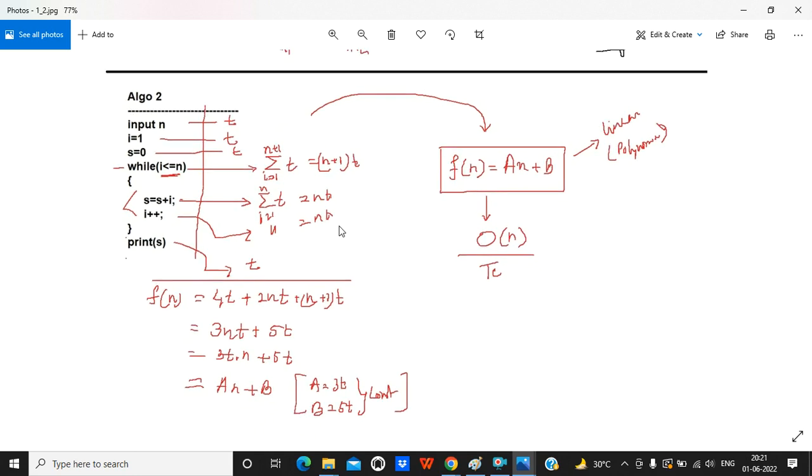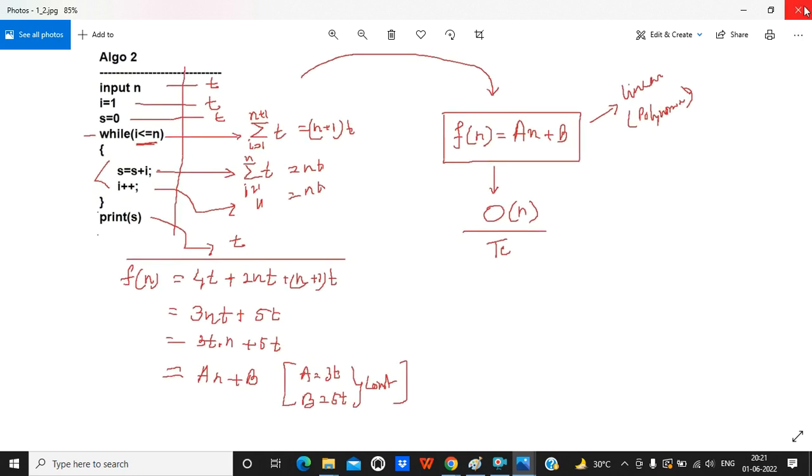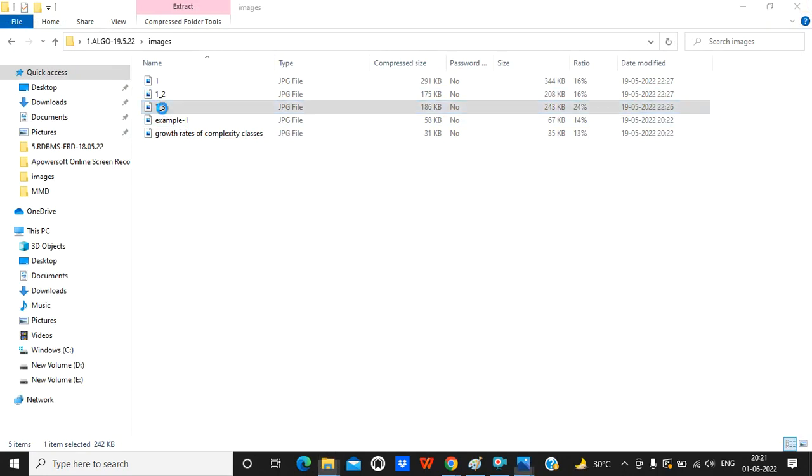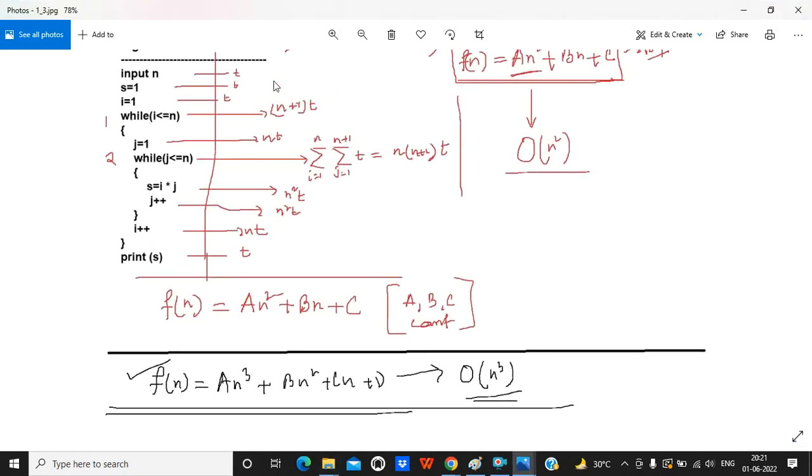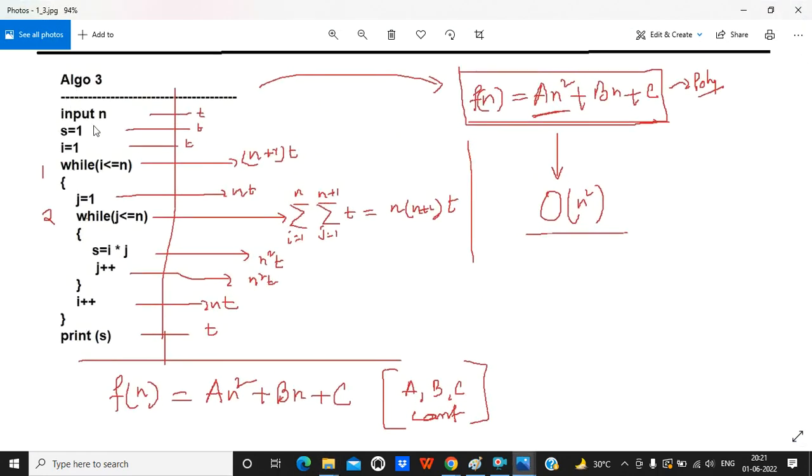Now, next you have this type of algorithm, algo 3, where you have nested loops. Here you have nested loop, still no recursive function call, you have only nested loop, and nested loop in such a way that the inner loop will iterate n number of times. So these loops are not like that.